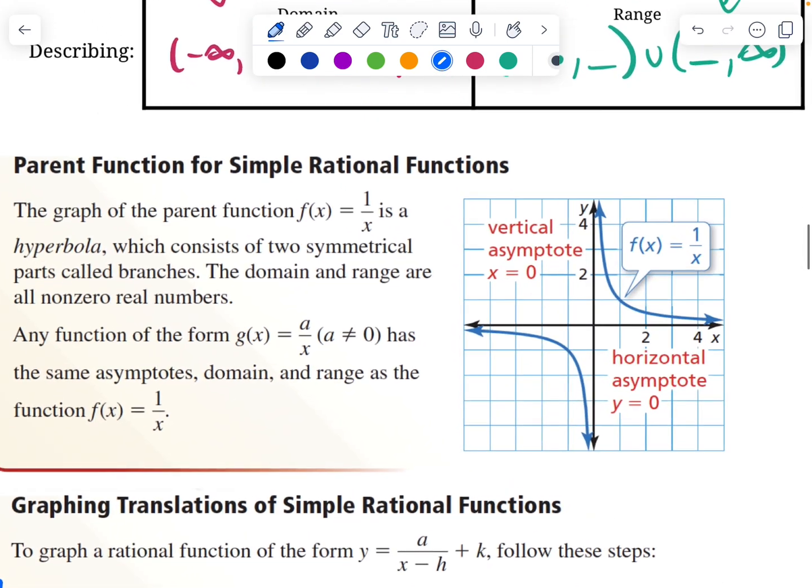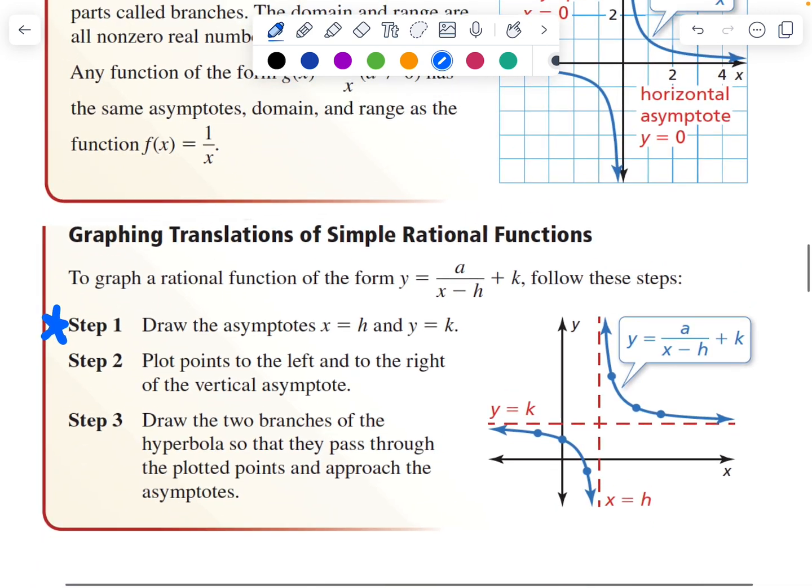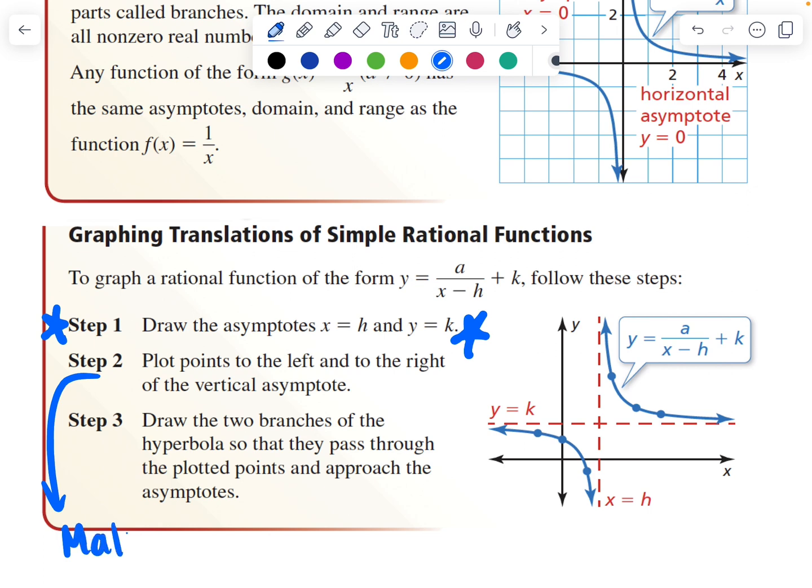If you want to pause here, this is a moment where you can read a little more detail about the simple look of a rational function. I already graphed this function, but if you want a summary of that, here we go. And here's some information about graphing translations. I just showed you 2 examples. The most important thing is this first step, drawing those asymptotes. For the second step, I know it says plot points, but really, just make a table. Just find some points and get a feel for the look of that function.